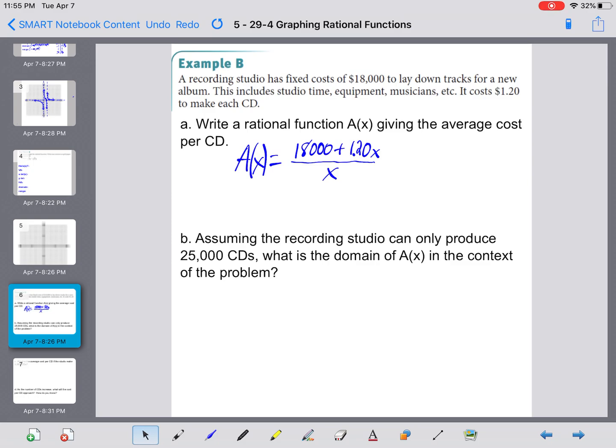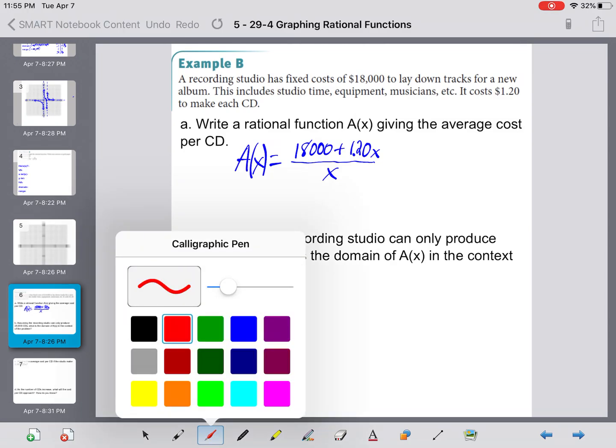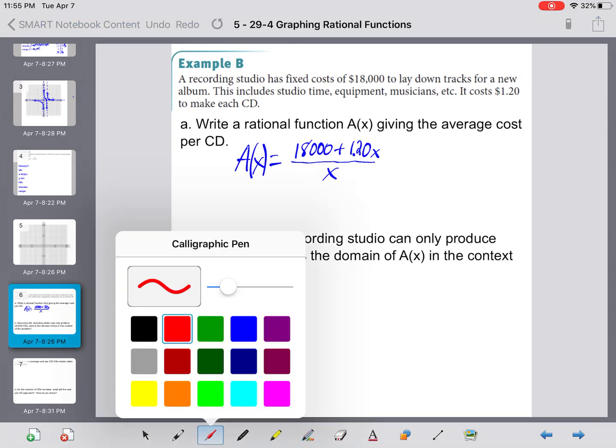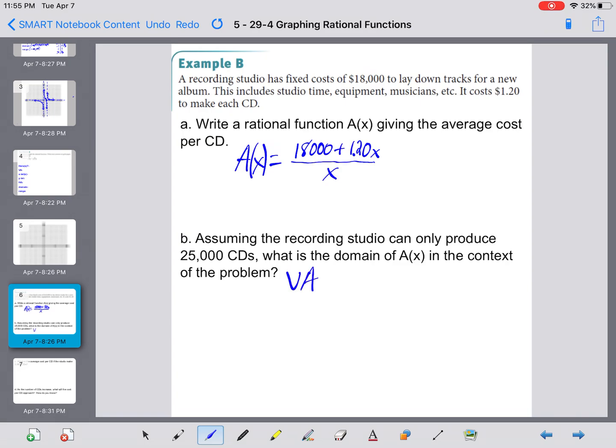Letter B says, assuming the recording studio can only produce 25,000 CDs, what is the domain of A of x in the context of the problem? Okay, so what these problems are really going to ask us to do is, can we picture this graph, picture this function, what's going on without even graphing it? Okay, if you look back up at the original function here, because the denominator is just x, I'm going to have a vertical asymptote at x equals 0, and that's it.